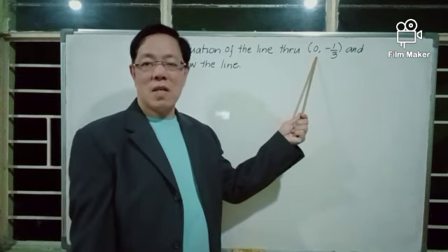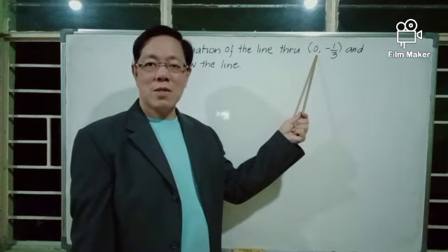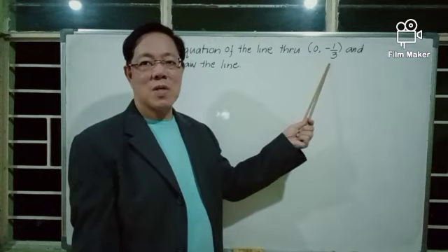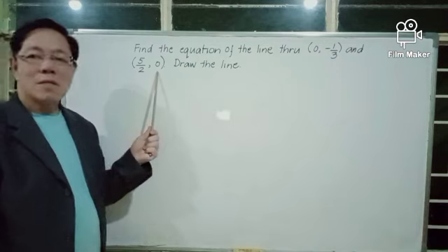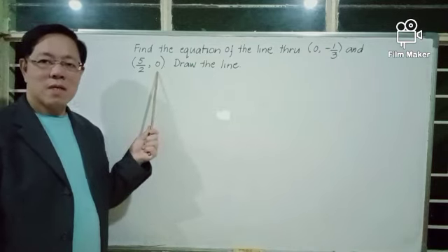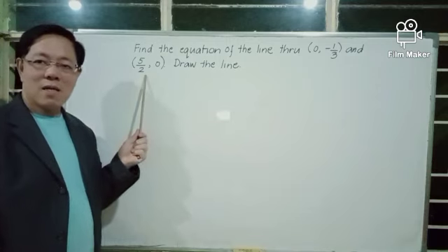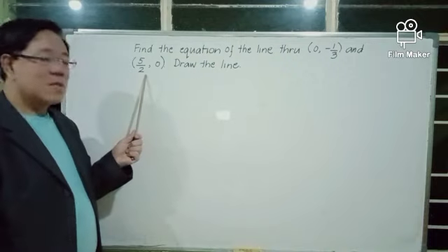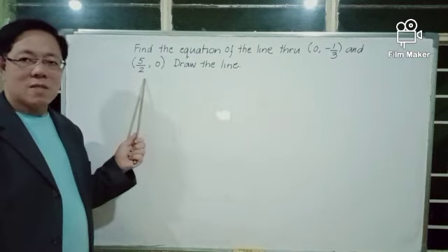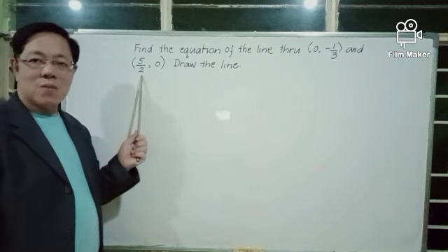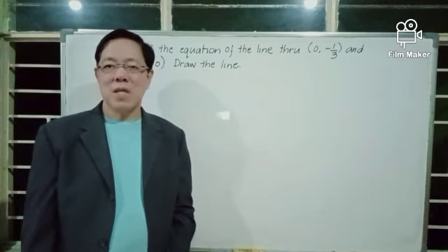This point is a point on the y-axis. So this must be the y-intercept of the line, and your b would be negative 1/3. And the second point given has 0 ordinate, which means that this point must be the x-intercept of the line. It is the point where the line intersects the x-axis. And at this point, a is equal to 5/2. But we will solve this problem using 3 methods.